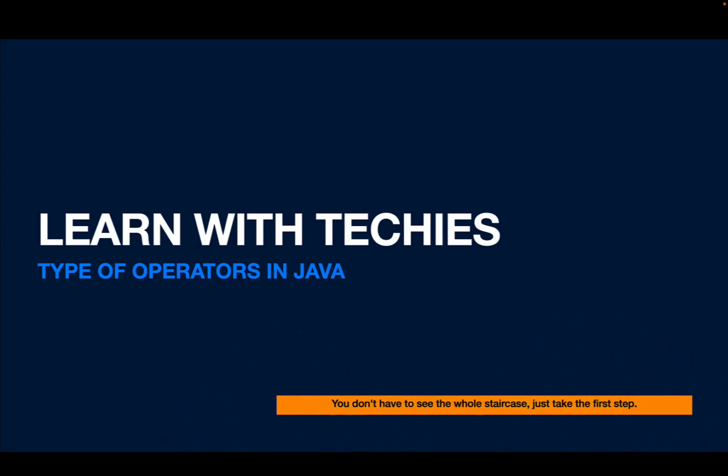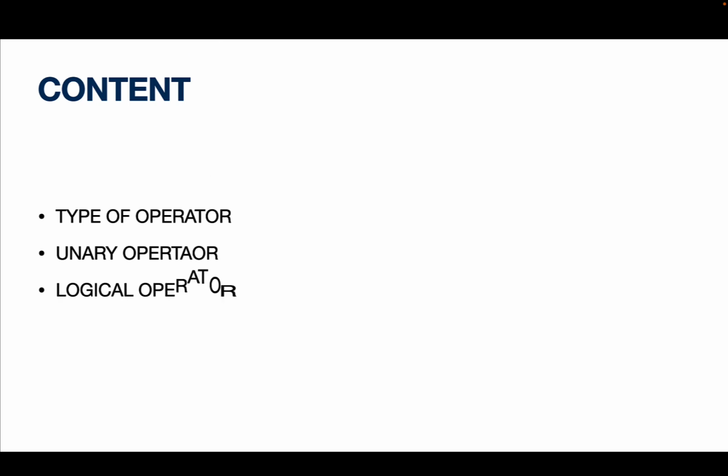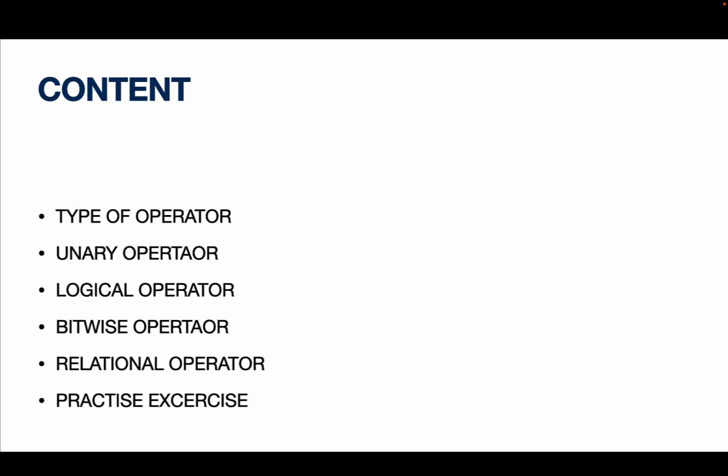In this video, we will talk about type of operators in Java. The content is as follows. We will start with type of operators, just a brief introduction. Then we will go into unary operators, logical operators, bitwise operators, and finish it off with relational operators. We will also cover some practice exercises so that it's easier for you to understand.